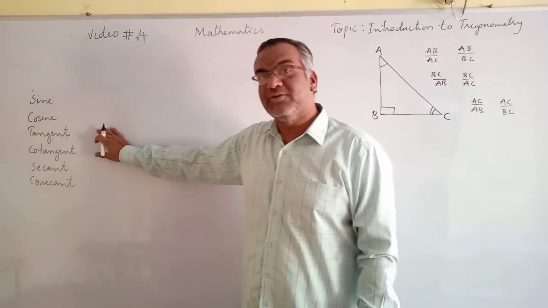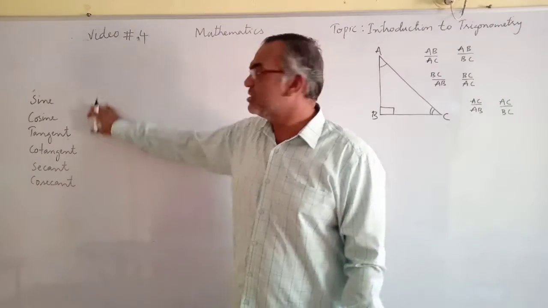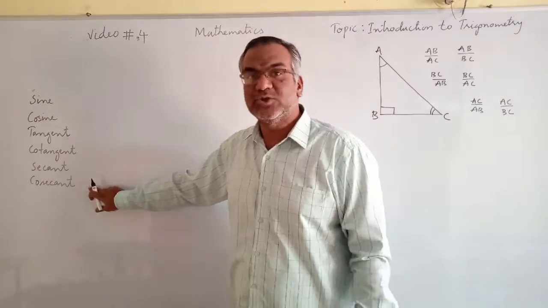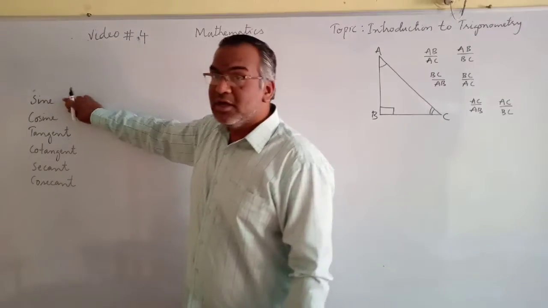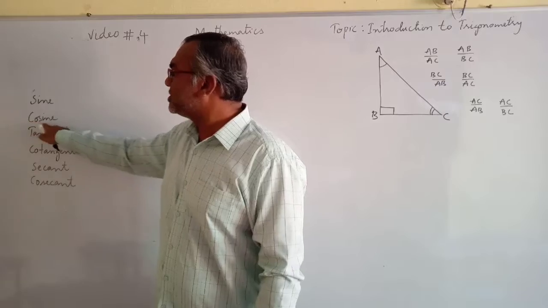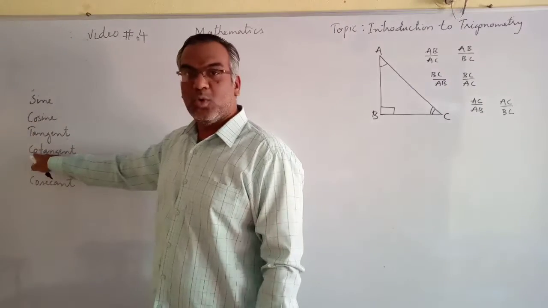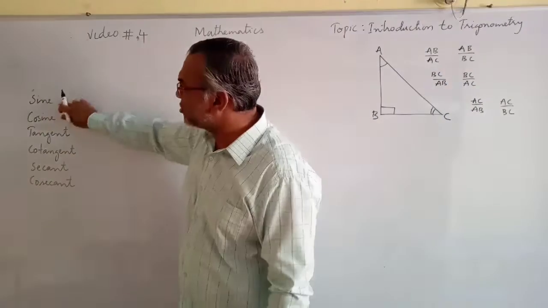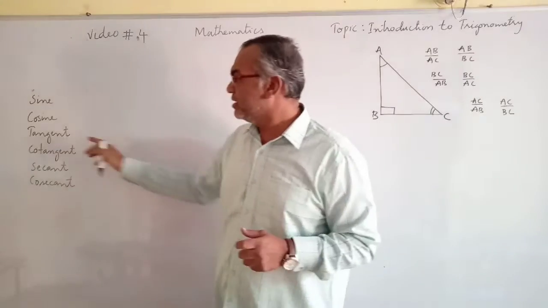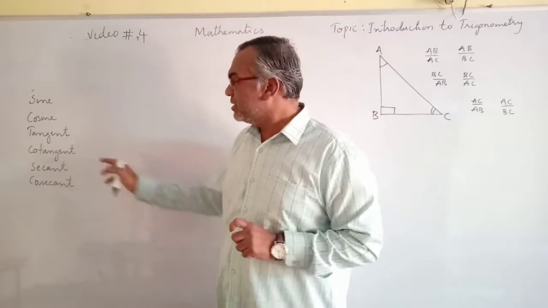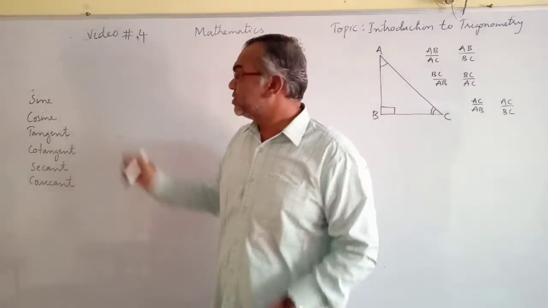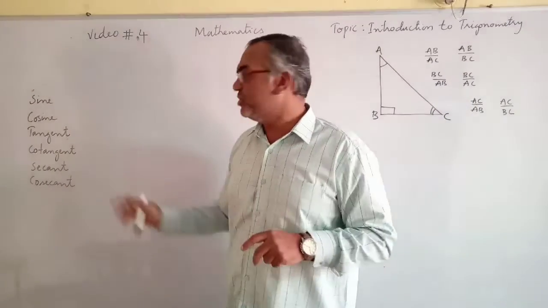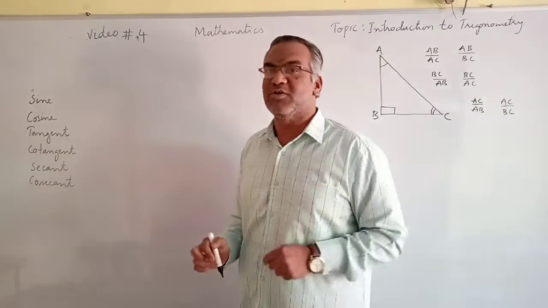Now, here I have written the full forms of the trigonometric ratios. These are the 6 trigonometric ratios: sine, cosine, tangent, cotangent, secant, cosecant. If you observe carefully, sine and cosine are co-functions of each other, tangent and cotangent are co-functions of each other, and secant and cosecant are co-functions of each other, right?